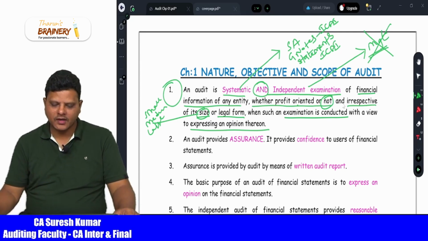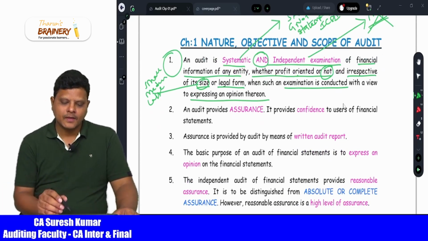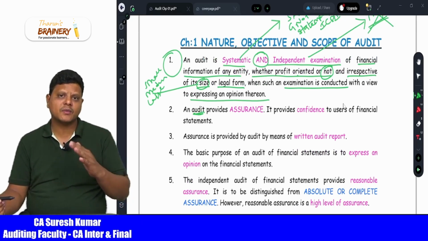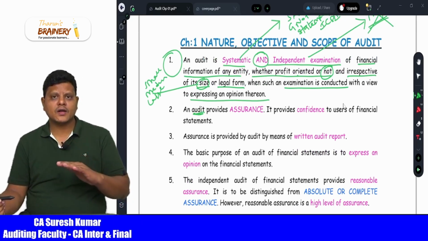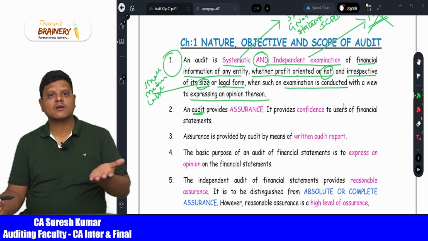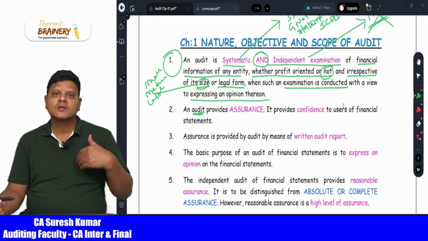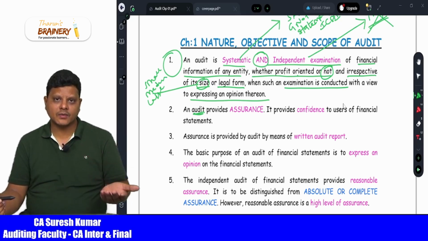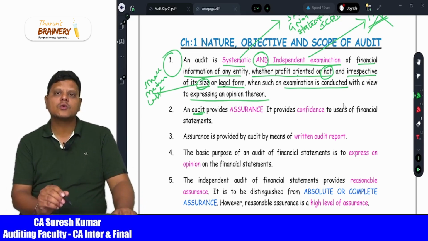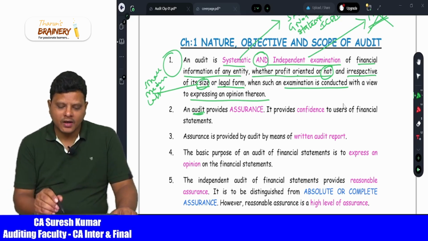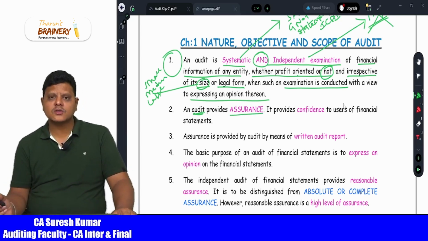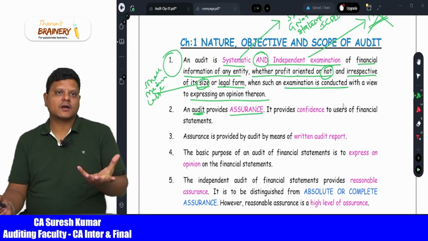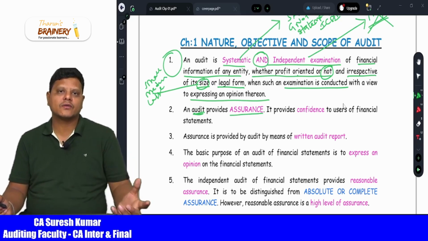Now, coming to the next point for examination: what is the meaning of audit? A systematic and independent examination of the financial information of an entity, whether profit oriented or non-profit oriented, irrespective of its size and legal form. With an intention to express an opinion on financial statements, once you complete the audit, an audit provides an assurance. What is the meaning of assurance? Assurance talks about the confidence and the satisfaction level of the auditor.